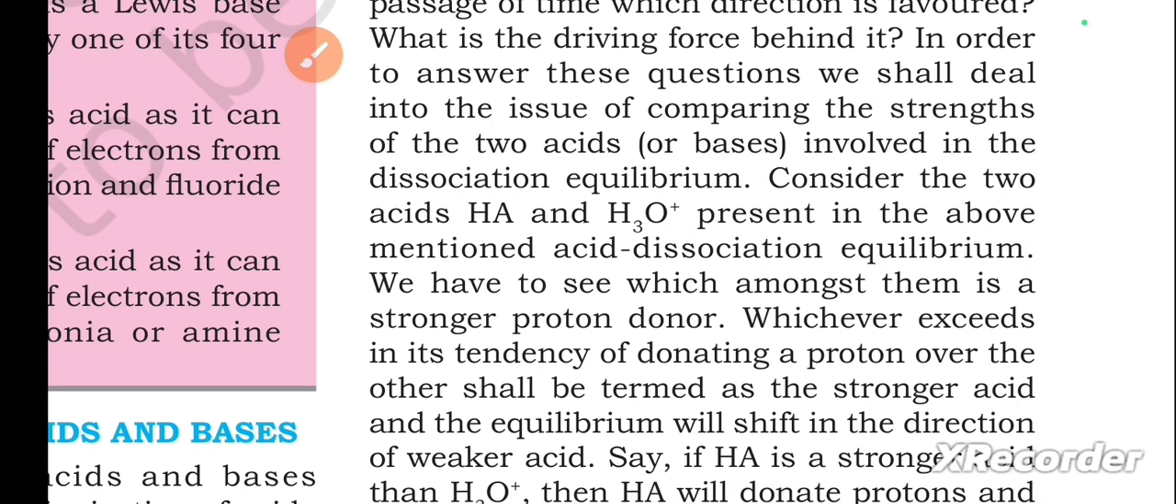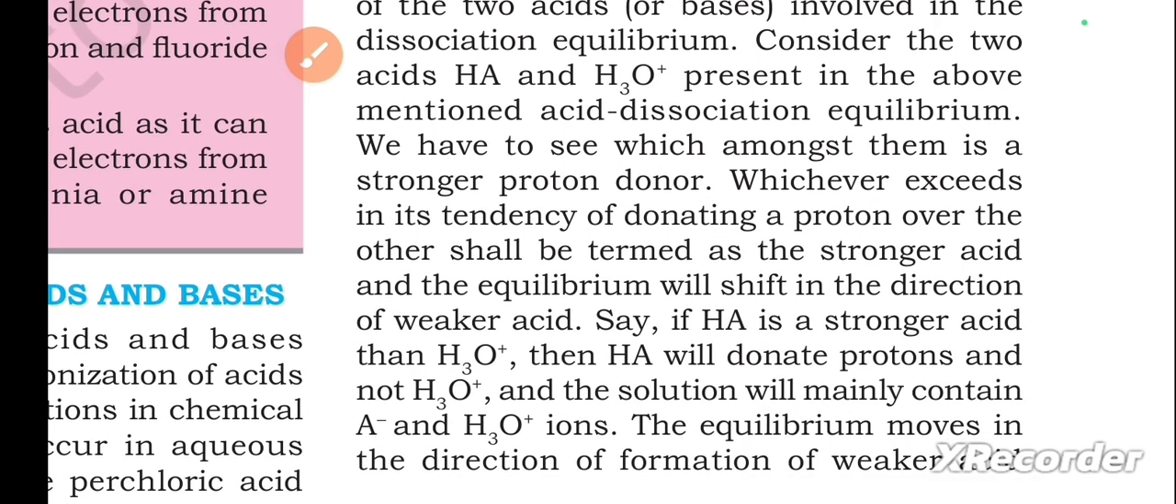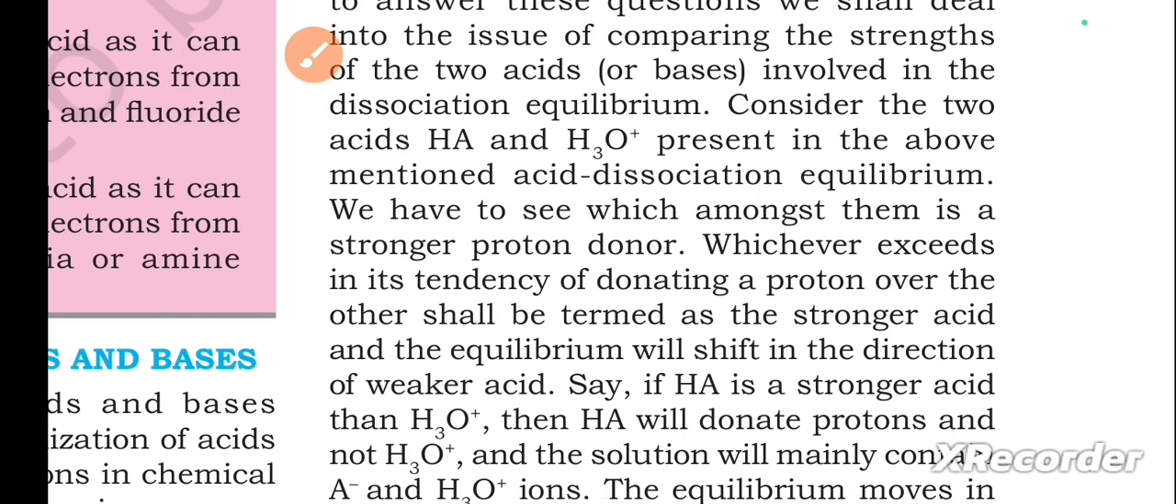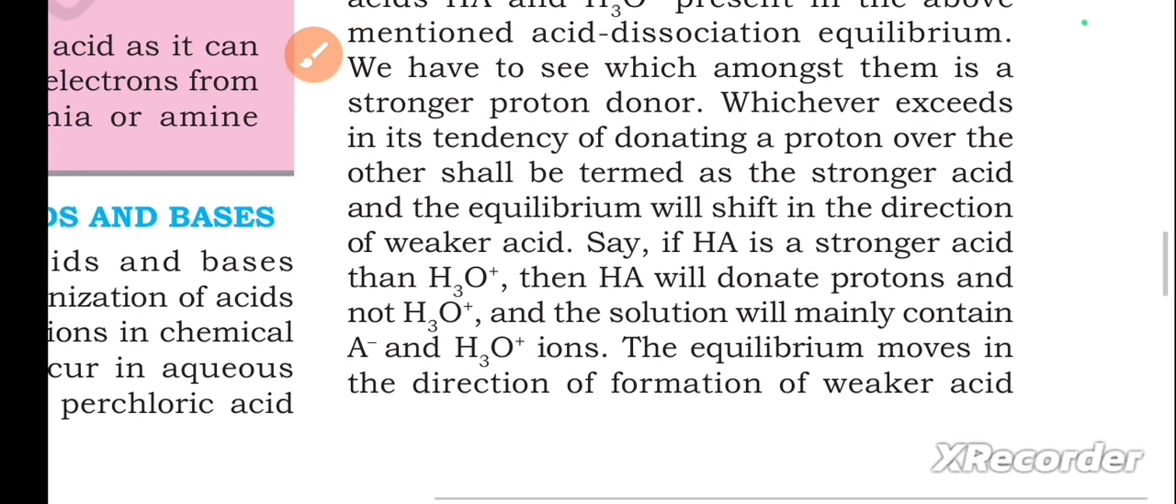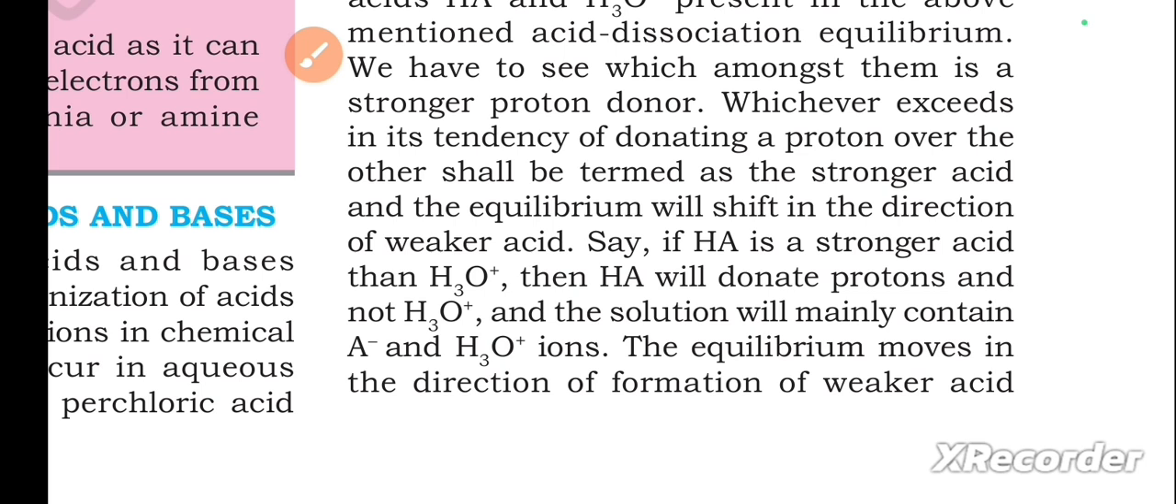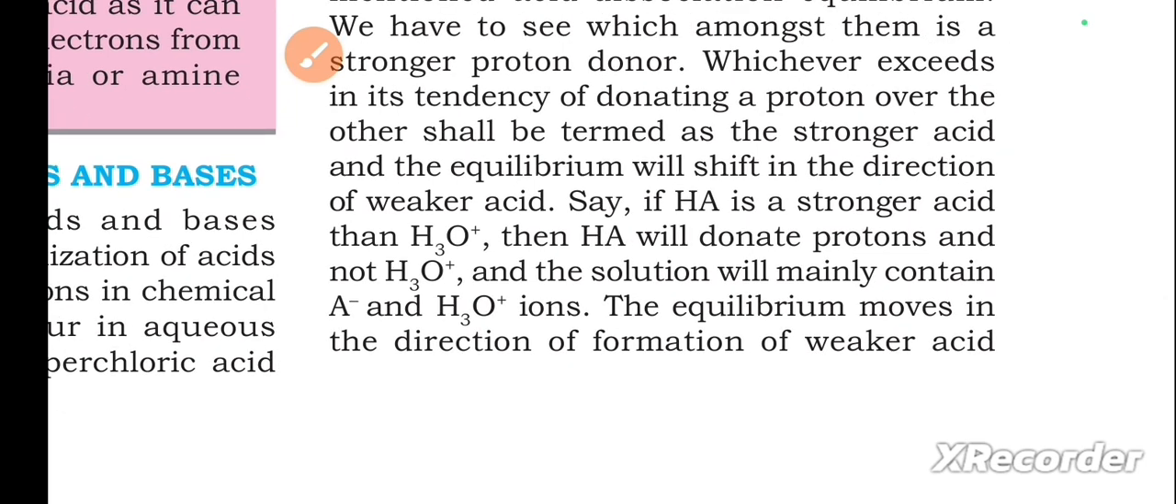Consider the two acids HA and H3O+ present in the above-mentioned acid dissociation equilibrium. We have to see which amongst them is a stronger proton donor. Whichever exceeds in its tendency of donating a proton over the other shall be termed as a stronger acid, and equilibrium will shift in the direction of the weaker acid.